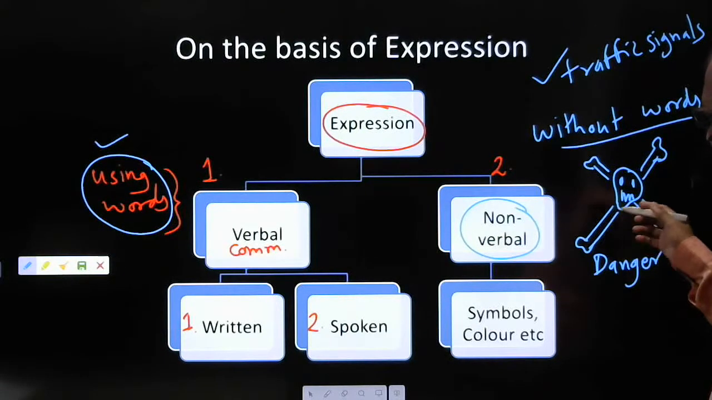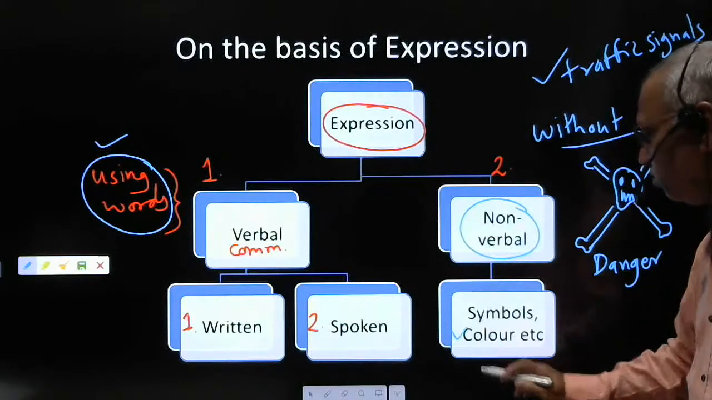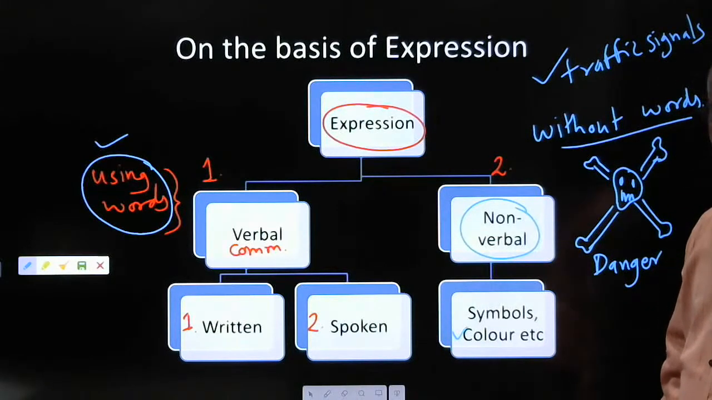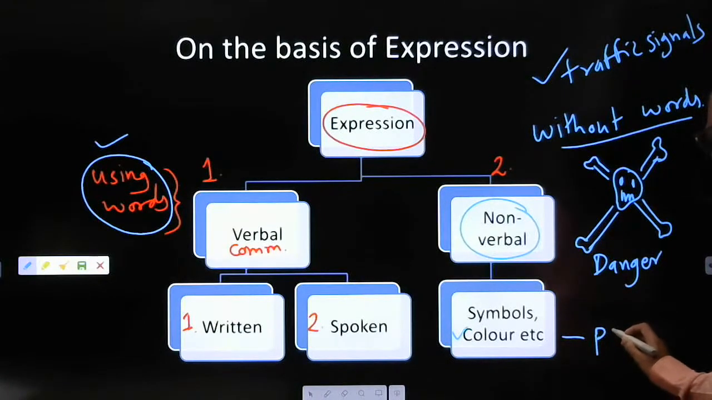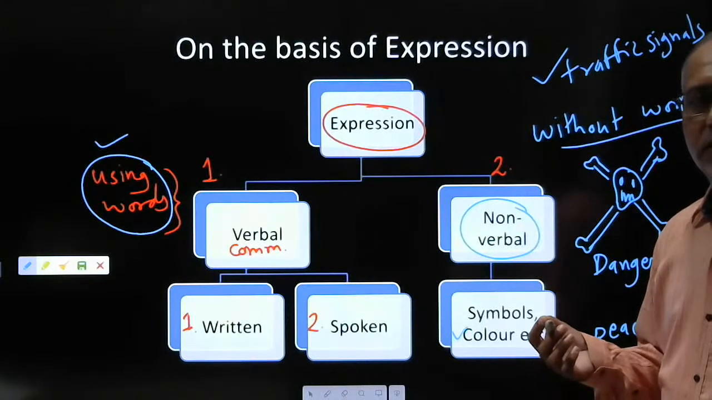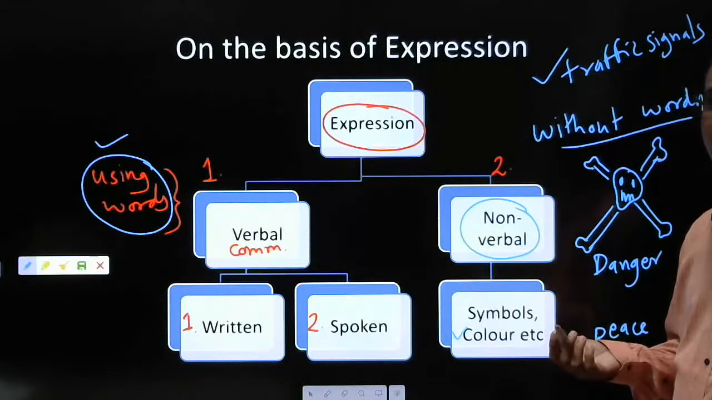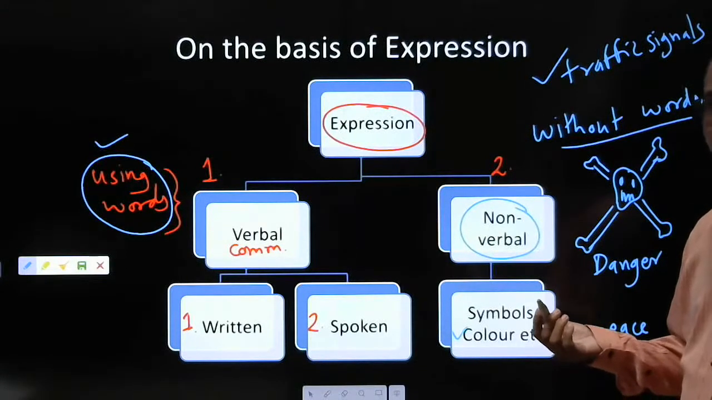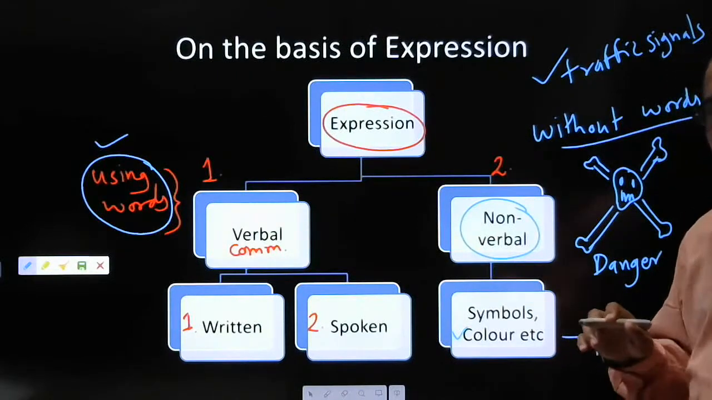Okay, then various symbols and colors are also used. You know that colors also indicate certain things. White color indicates peace. Okay, red color indicates, say for example, danger. Okay, green color indicates you can move, you can go. Orange color in traffic, I mean in traffic.